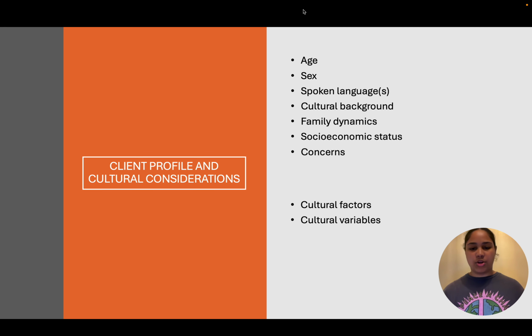Then we also want to know the concerns related to the client. So what was provided by the family or other professionals to where they were referred to ABA therapy. Then we have the cultural considerations. Here we want to include the cultural factors that may influence assessment and interventions, and also the cultural variables such as language, socioeconomic factors, family structure, and religious beliefs that are significant in the client's life.